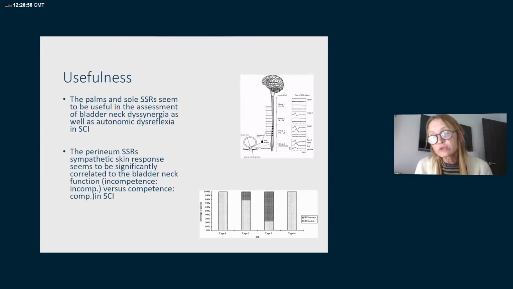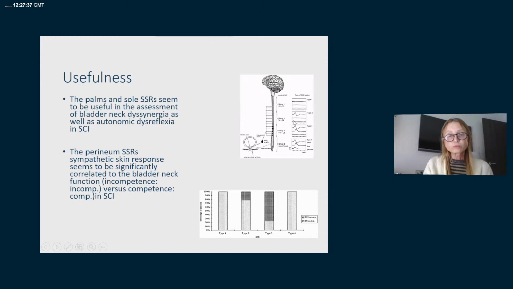And what we performed thereafter, we correlated these findings with urodynamics in spinal cord injury. And what we found was that the palm and the sole sympathetic skin response seems to be useful in the assessment of bladder neck dyssynergia as well as autonomic dysreflexia in spinal cord injury, because all our patients with a type 1 and 2 pattern demonstrated bladder neck dyssynergia and autonomic dysreflexia during urodynamics.